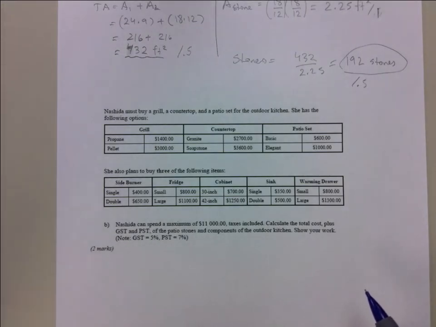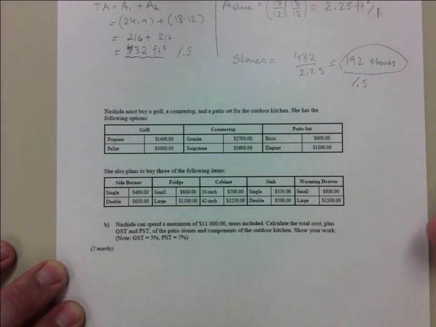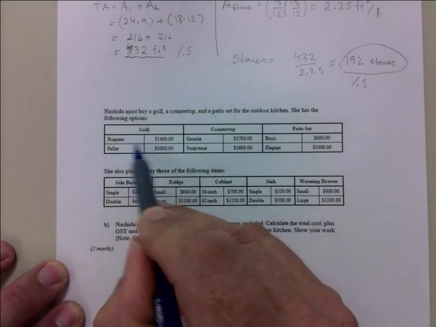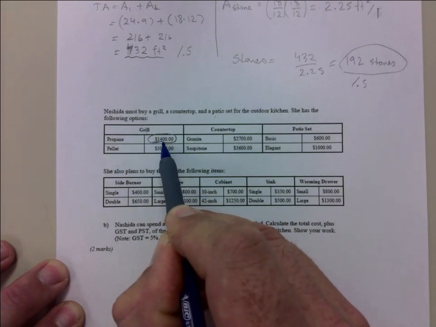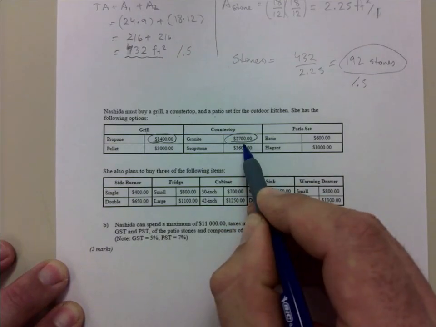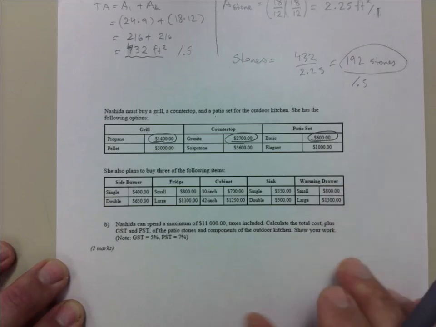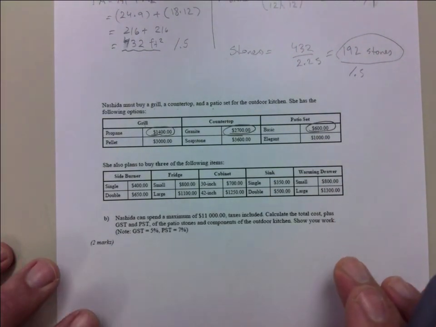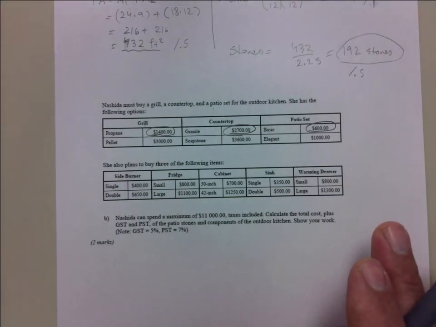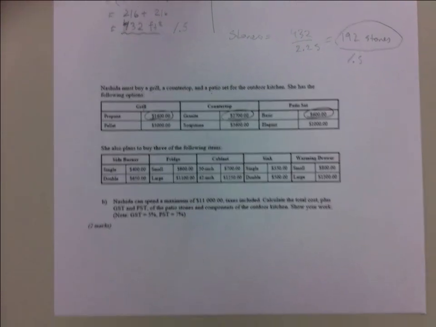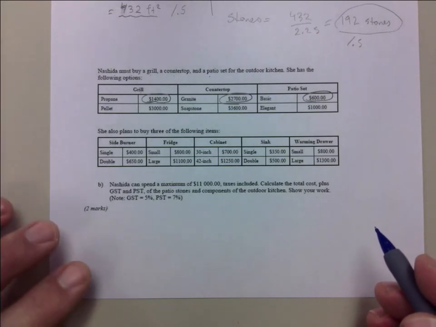You need to buy a grill, a countertop, and a patio set for the outdoor kitchen. So you have from the grill, you've got 2 options. I'm gonna go cheap, right? 1,400, 2,700, 600. That's what I did. Because if you read this already, what's my limit on spending? Maximum 11,000, right? So I want to make sure I don't have to worry about it. So I'm just going to go with the lowest price all the time.